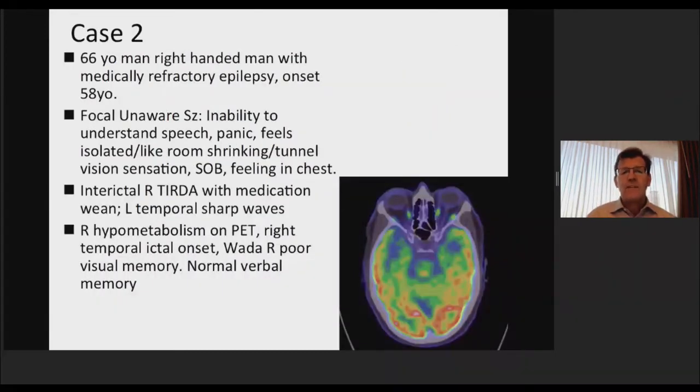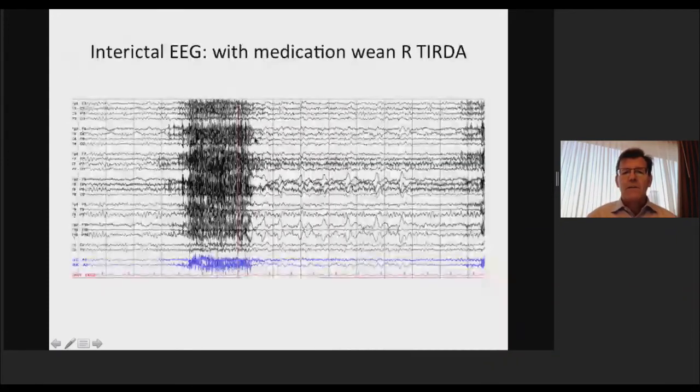The next case is a 66-year-old male, right-handed, with unusual adult onset at age 58 with no insults, injuries, strokes, or any obvious reasons. MRI normal, although some atrophy, as I will show, had mostly right-sided interictal, but also some left temporal sharp waves of concern, but right hypometabolism on PET, right temporal ictal onset, on WADA testing had right poor visual memory and had normal verbal memory. So a lot of things pointing to the right side temporal lobe. But again, not exactly clear where in the temporal lobe.